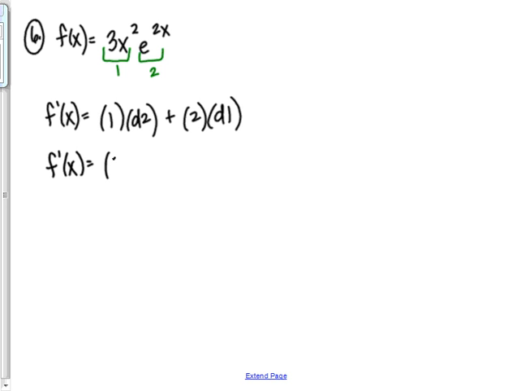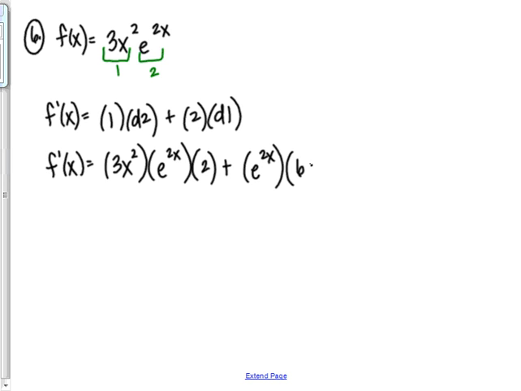All right, so 1 is 3x squared. d2, so to take a derivative of e, copy it down and multiply it by the derivative of 2x, which would be 2. So there's my 1 d2. Now 2 is e to the 2x. And d1, what's the derivative of 3x squared? 6x. Okay, so I'm going to clean it up.